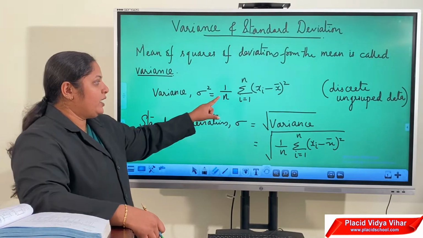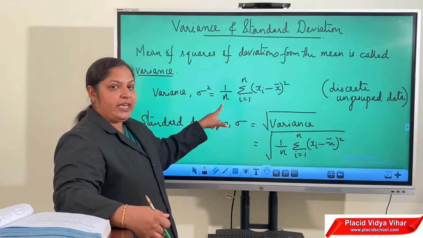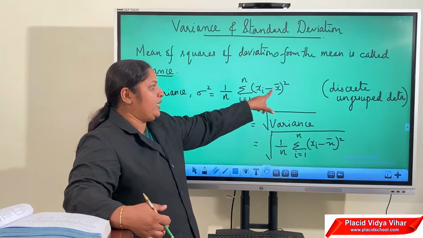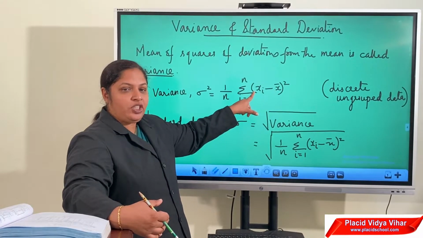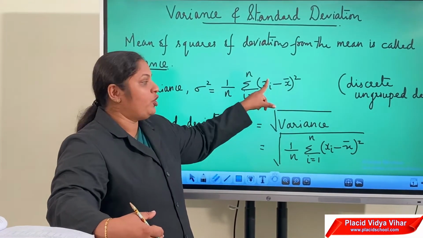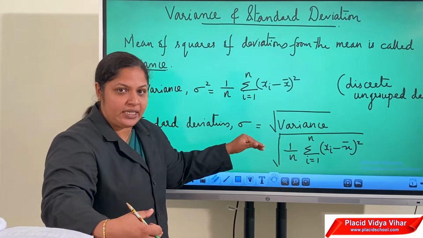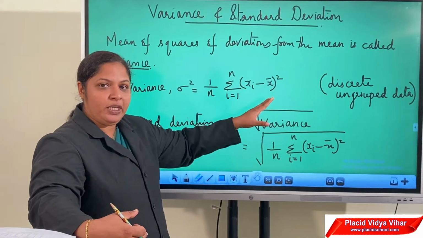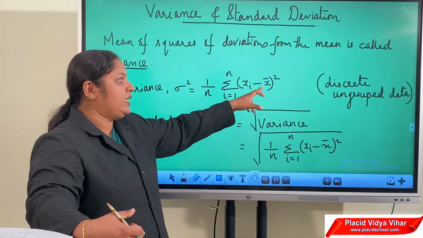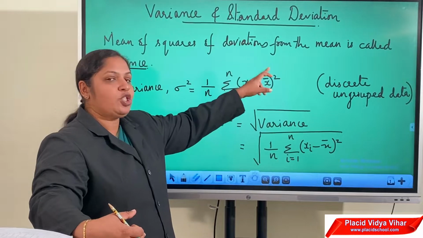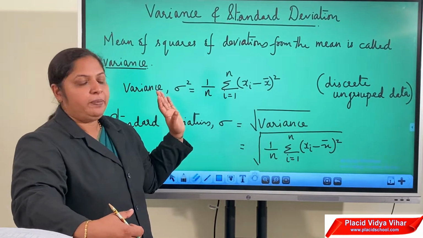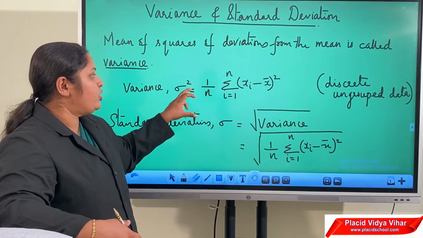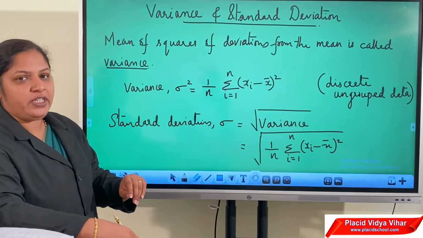That is, it is 1 by n, the mean of squares of deviation from the mean. From each observation we take the deviation from the mean, for each and every observation given in the data set. So first we need to find the mean of the data set, then take the deviation for each observation, square it, and then find the mean. That value is known as the variance of a given data set.